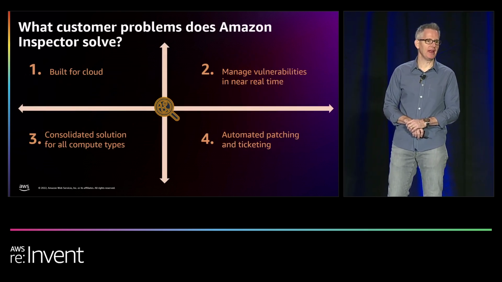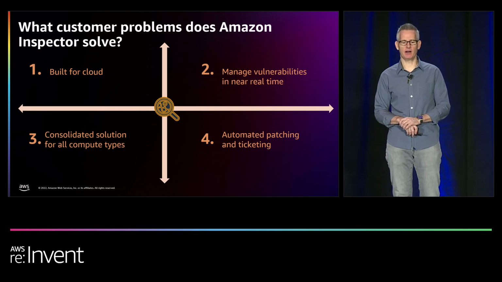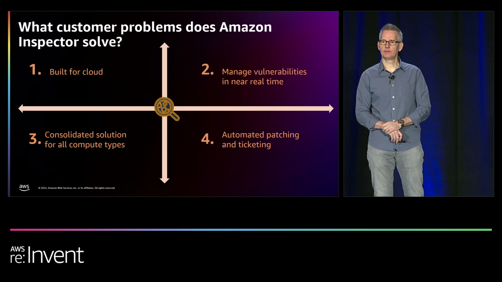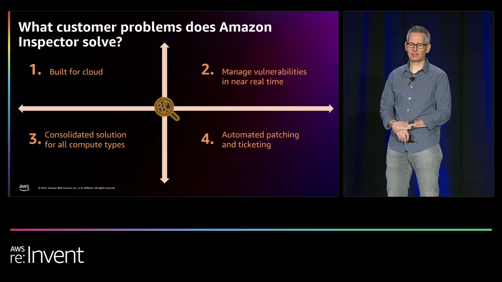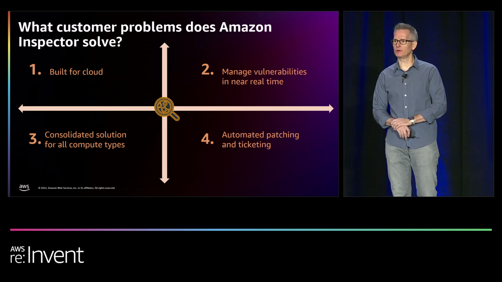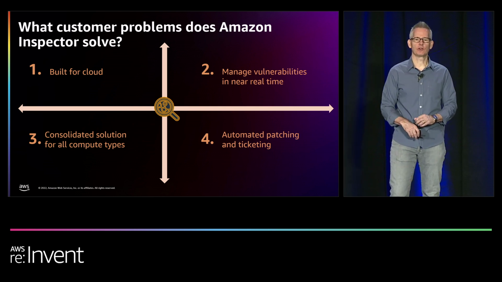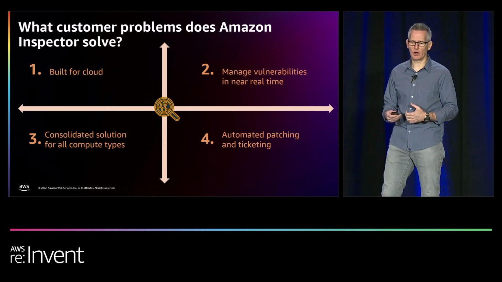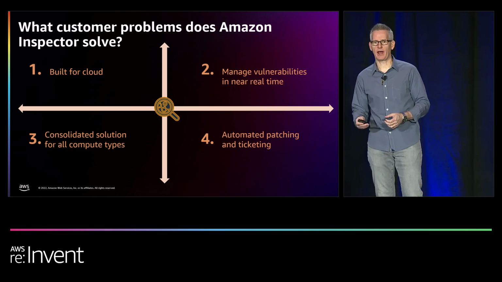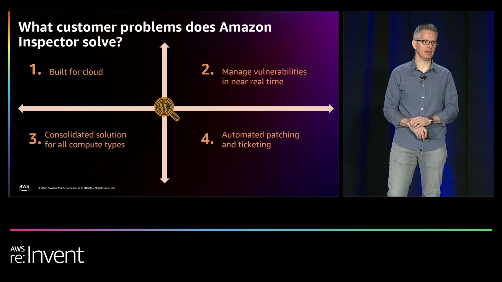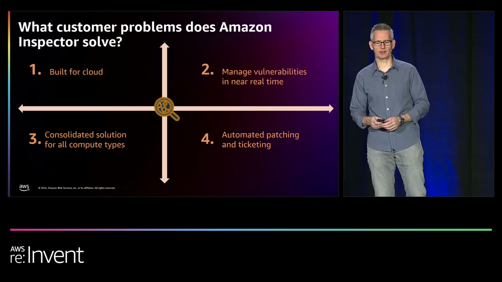Okay, so a couple of the main challenges that we were looking to solve. Number one, we wanted to build Inspector for the cloud. The cloud is elastic, it's flexible, it's fast. When we talk to customers, one of the challenges they talk about is it's hard for me to know what all the accounts are that just exist within my organization. What are all of the resources? How do I know that I'm scanning everything when resources can come up and go down so quickly? That's one of the things we wanted to solve with the new Amazon Inspector.